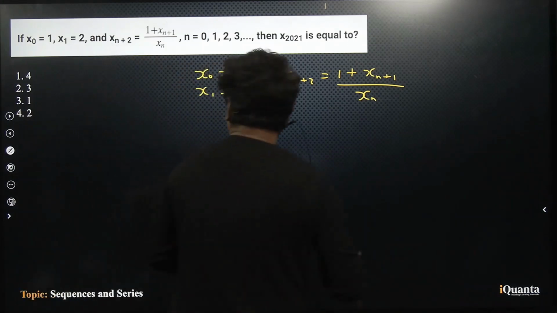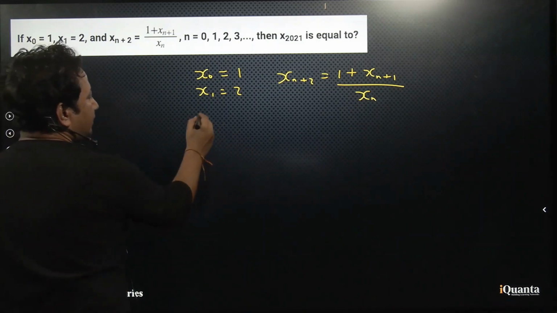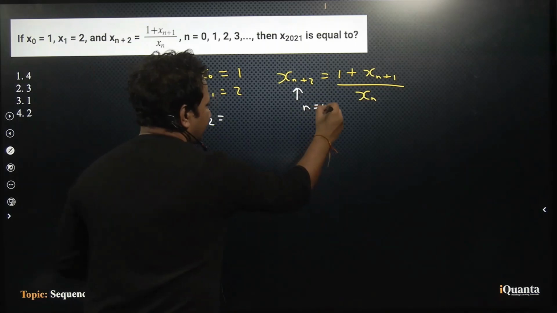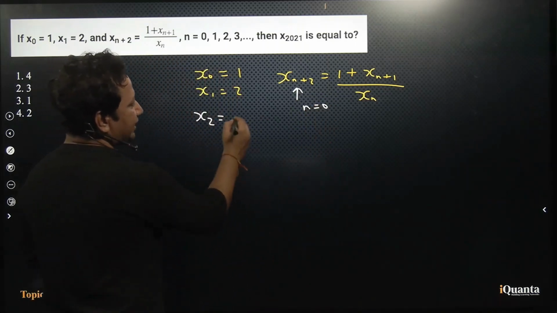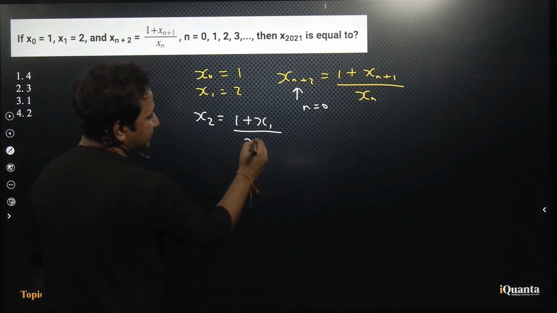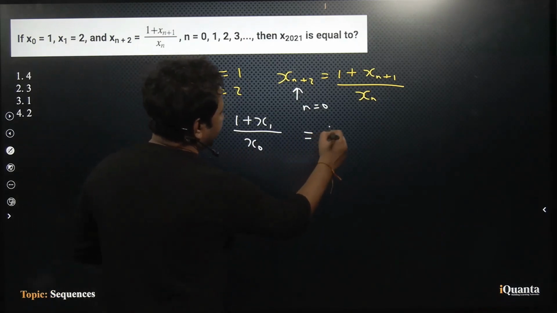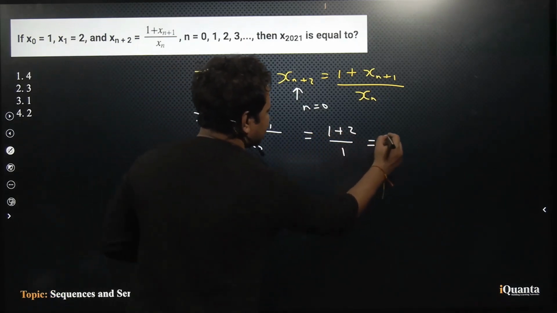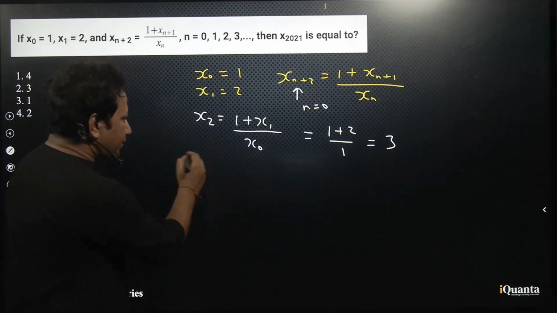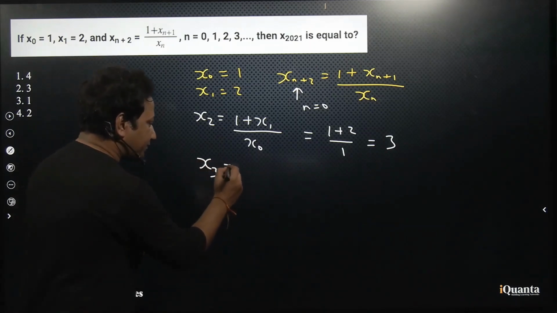Let's do that. So to find the value for x2, I'll put n is equal to 0 over here as discussed. So we'll get (1 + x1) upon x0. Let us put the values from above. We'll be having (1 + 2) whole upon 1, or we can say 3 directly. So now we have 3 values, 1, 2, and 3. Do we find the pattern now? Of course not. We'll go and try to find x3.